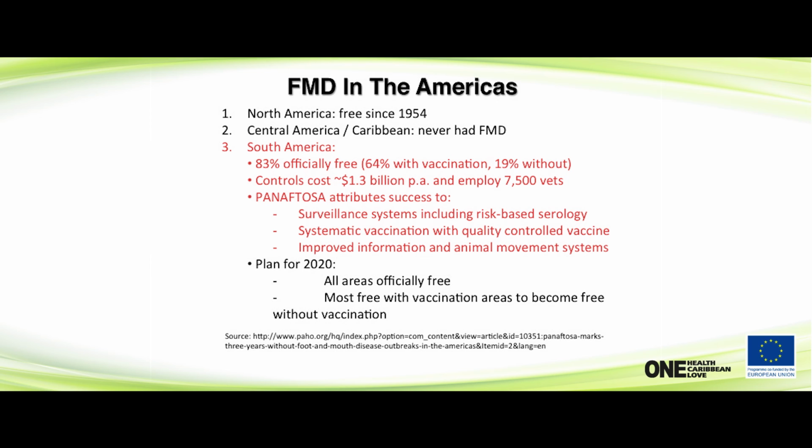And Panaftosa have attributed this success to surveillance systems, including risk-based serology, to systematic vaccination with quality-controlled vaccine, and this part is absolutely essential, and improved information and animal movement systems. And the plan for 2020 for the region is to get all areas officially free. So that would mean that the areas that are free with vaccination should move to being free without vaccination, and the remaining areas to become free without vaccination.